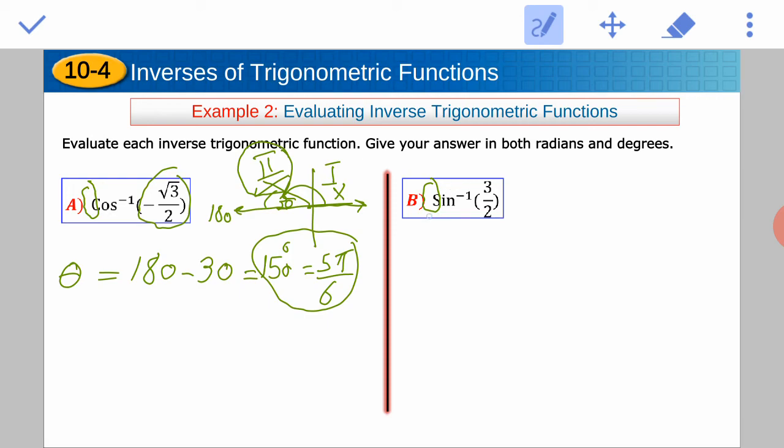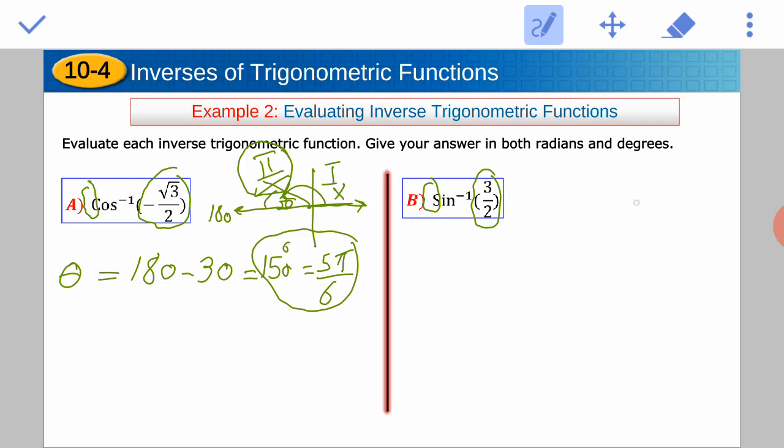Another example. Find the arc sine of 3 over 2. Guys, before you proceed and graph your unit circle and study in what quadrant arc sine is defined, just pay attention to this value. This value is 3 over 2, which means 1.5.